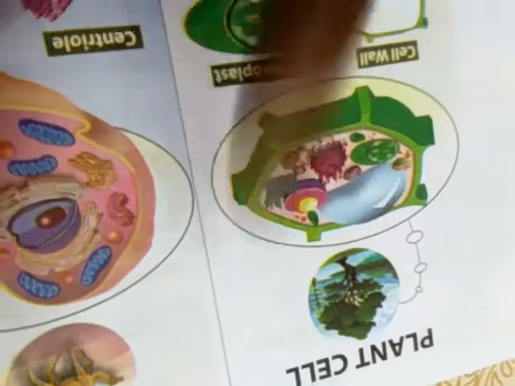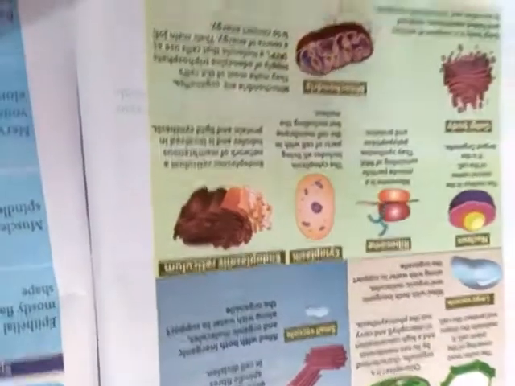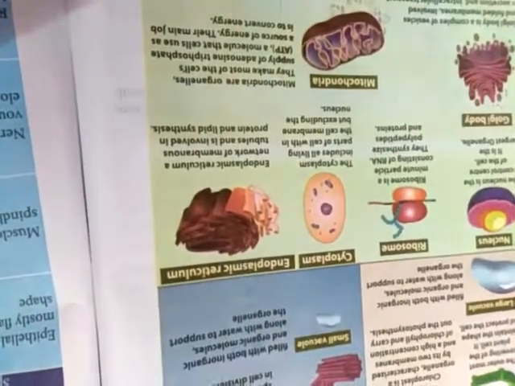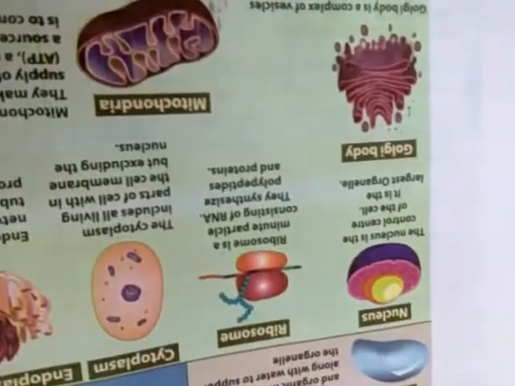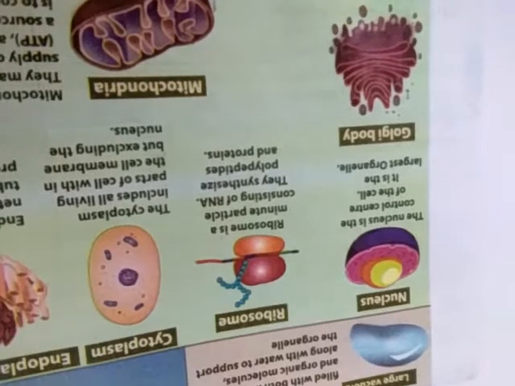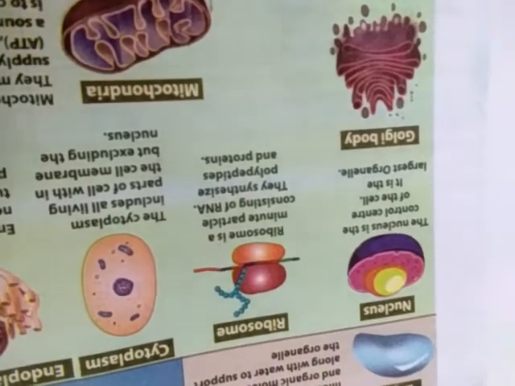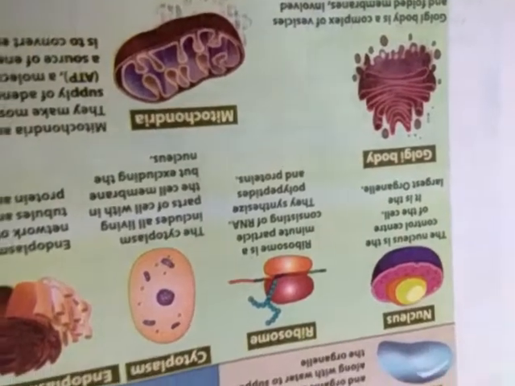This is the plant cell. Okay, it's very important. So control of the cell. Okay, the largest organelle. This is the largest organelle. So next you see the Golgi body. The Golgi body is a complex of vessels and flooded membranes involved in secretion and intercellular transport. Okay.